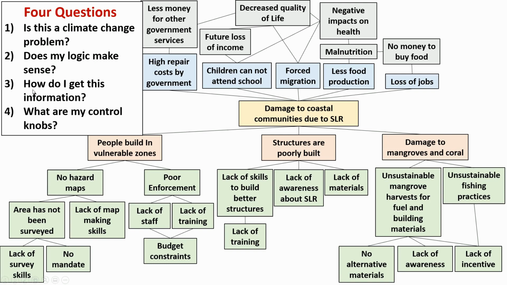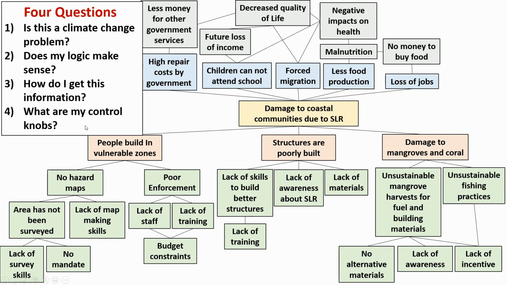We also want to make sure that we have an evidence base. How did I get this information? For every node here, for every block, lack of awareness about sea level rise, for example, I need some evidence to back that up. How do I know this? Well, maybe I did a survey of people in the community and government officials. Lack of building materials: again, maybe I have some research that indicates that there are no alternative building materials. So everything here needs to have an evidence base.